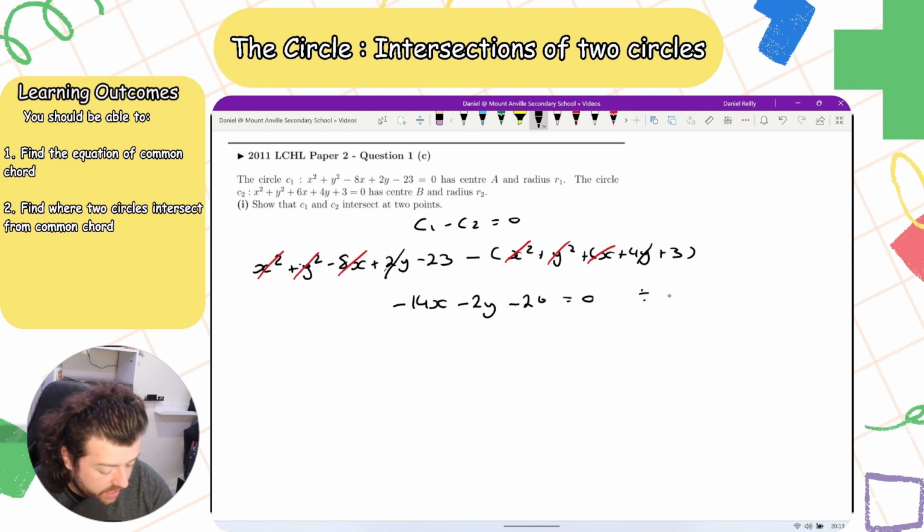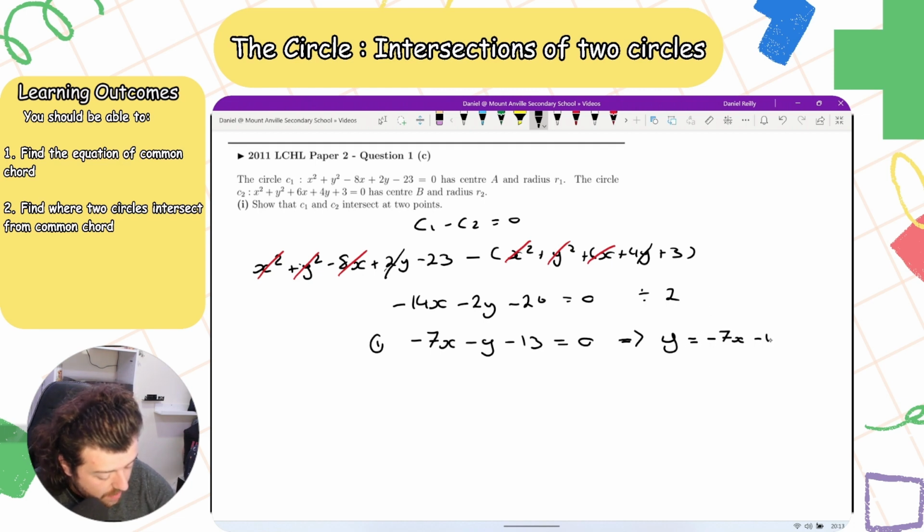I notice here I can divide across by 2. So I have minus 7x minus y minus 13 equals 0. So this is now my common chord and my linear equation. So let's just get one of the terms on its own. I'm going to get y on its own. So if I bring y over to the right, I'm going to get y is equal to minus 7x minus 13. So I'm going to sub this into C1 or C2. It doesn't really matter which. I'm going to choose C1. So this equation up here.